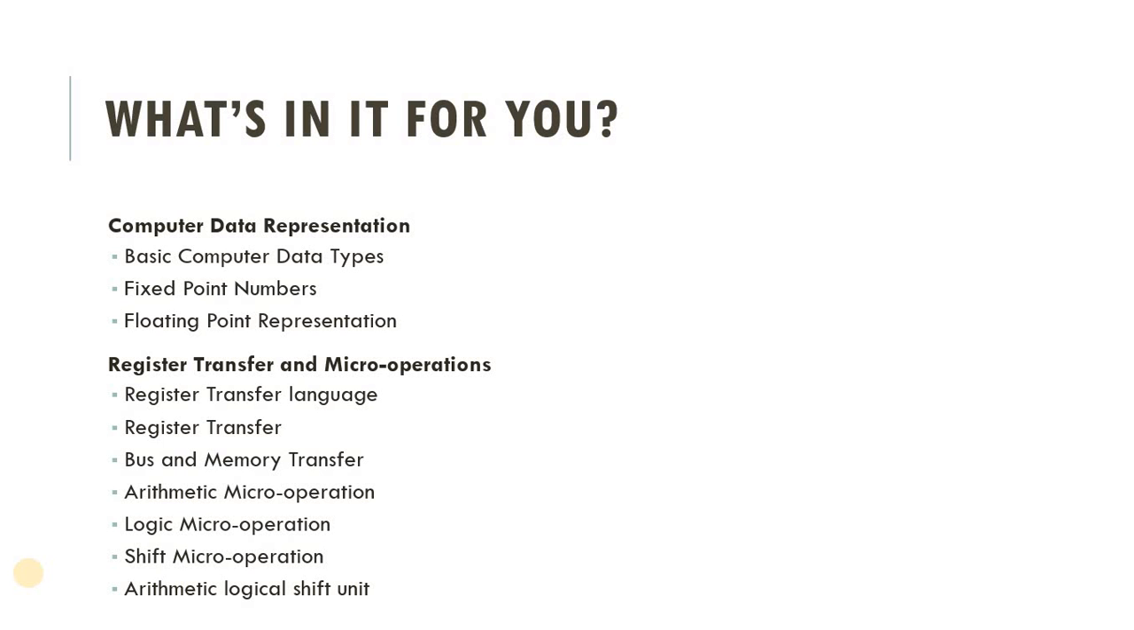In this chapter, mainly two parts we are learning: computer data representations, and register transfer and micro operations. In the computer data representations, we are going to learn about basic computer data types, representations of numbers like fixed point numbers and floating point numbers, and how we can represent numbers in the sense of computer. Next is register transfer and micro operations.